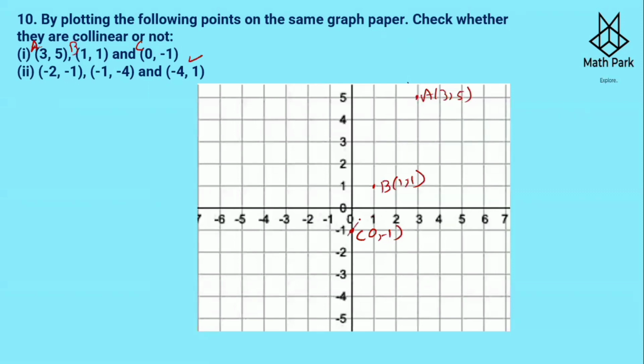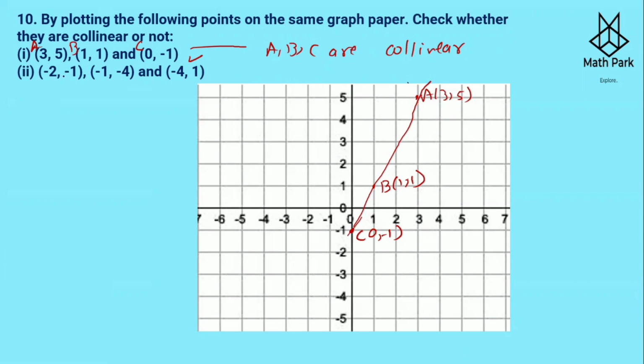And we can see that these 3 points are collinear. That is, they lie on the same line. So we can say that these points A, B, C are collinear. That means they are lying on the same line. Now let us look at the second part.